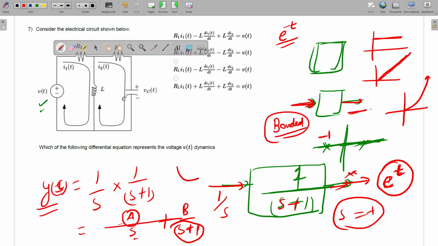If the output is very high, let's say we are running a motor and the output is speed. If this kind of transfer function is there, then the speed will go dangerously high and it will break the motor shaft. Is it clear to all, this stability concept? Yes, sir.